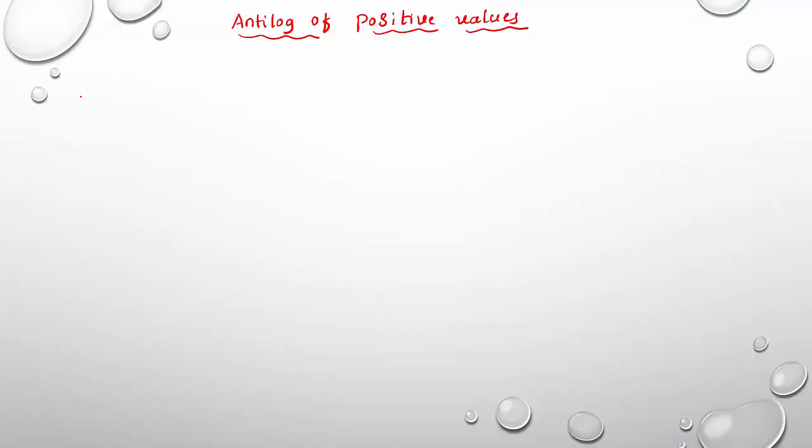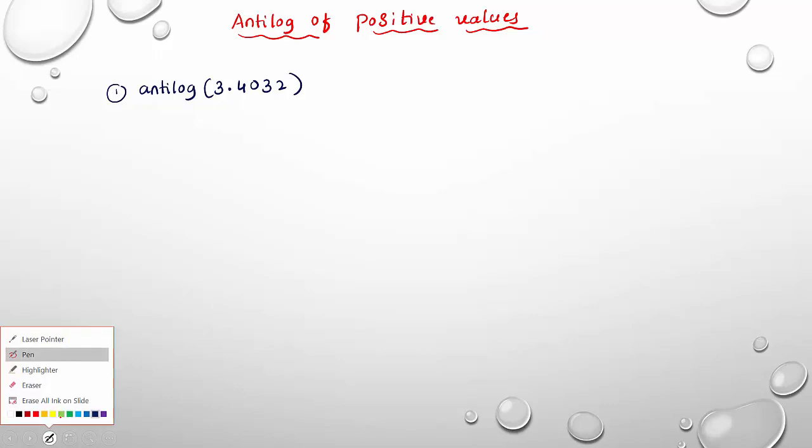I am going to explain anti-log of positive values with an example. I am going to consider the first example, that is anti-log of the number given here, 3.4032. The given example is anti-log of 3.4032. Here we are going to find anti-log of given number.